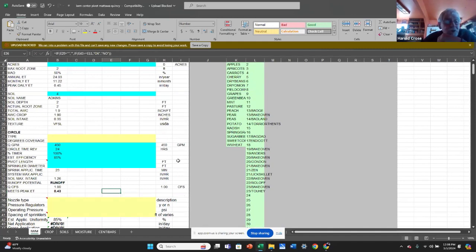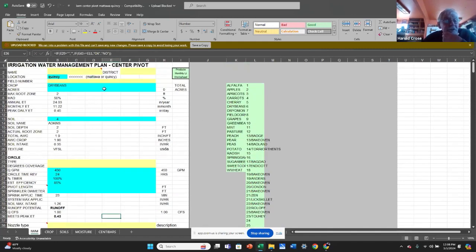But this could be a whole session in itself on how to use this system and have it available when the landowner comes in. This top part, you could design any system off. It doesn't have to be a circle. It could be a wheel line, hand line, because you have all the data in here that you need to design that system.